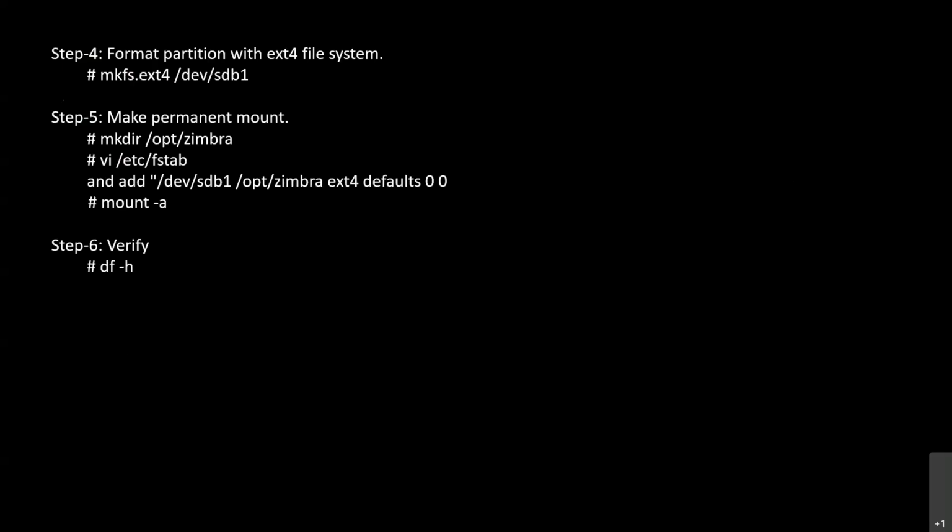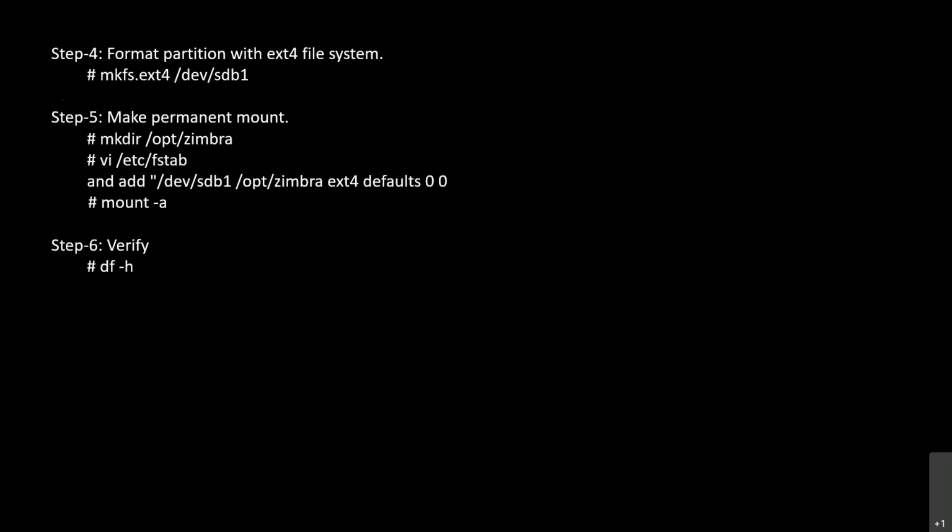And step 4, whatever partition we have created should be formatted with a specific file system like ext4 or ext3, using mkfs. So now format that partition using mkfs.ext4 on /dev/sdb1 or sdb2, whatever it is, and then make a permanent mount.